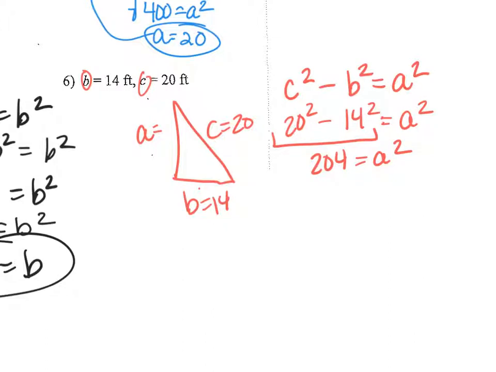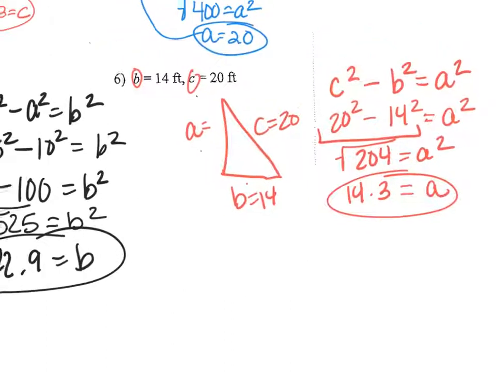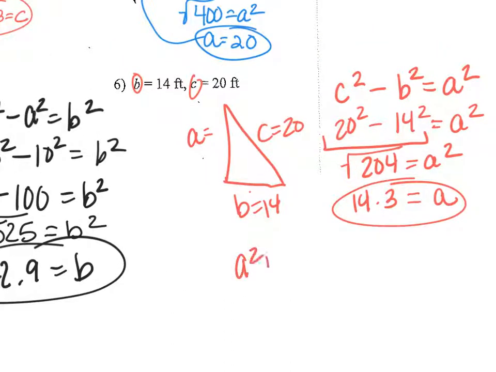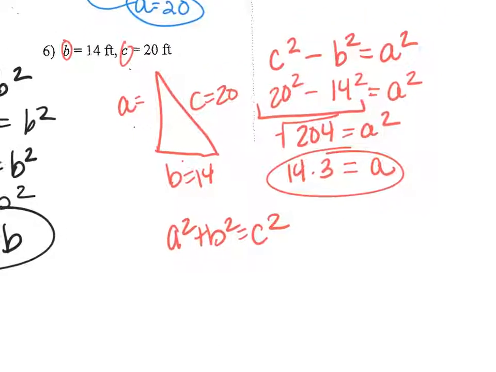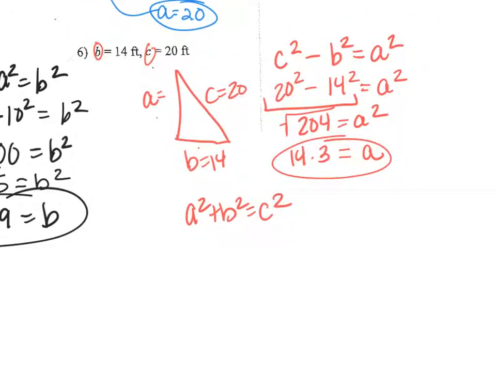And then, am I done? Nope, I have one more step. I have to take the square root of that because I just want the length of A. So the square root of 204 is 14.3. You can still, if it helps you, if you want to use A squared plus B squared equals C squared every time, you can do that. That is not a big deal. I'm just showing you this as a shortcut.